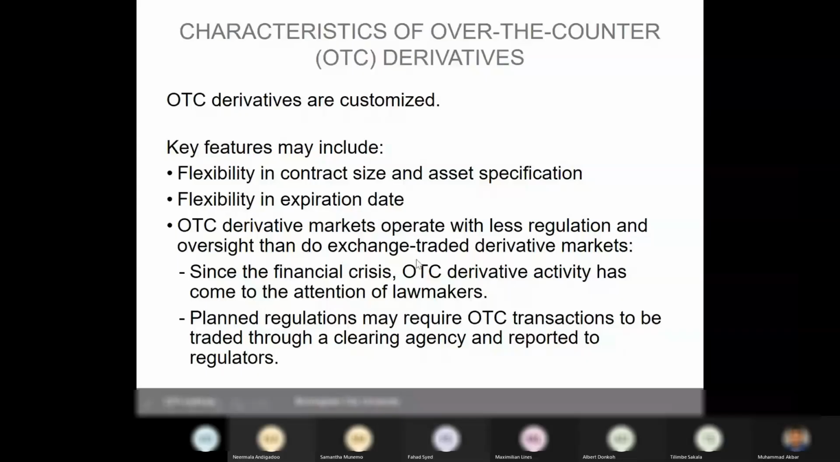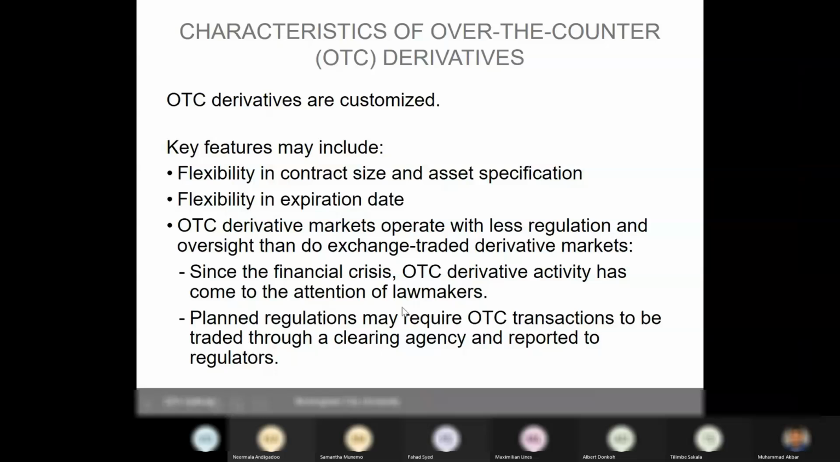Next, the OTC derivative market operates with less regulation and oversight than do exchange traded derivative markets. Now, this used to be the case, but as I told you, this has significantly changed. Still, it is not as regulated as an exchange would be because of the transparency thing that was there on the previous slide. But still, the regulations have significantly increased in the last 1 decade.